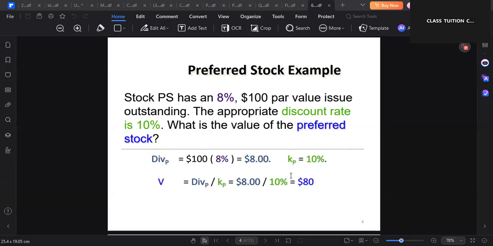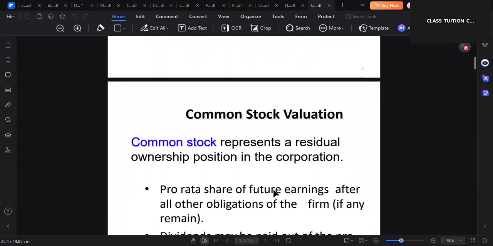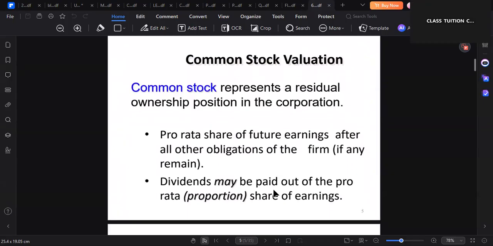So now we go into a transition into what is called common stock. Common stock. This is the actual stock. What is common stock? It represents the residual ownership in a corporation. It is usually valued on pro rata basis. So dividends may be paid out using what is called pro rata. So when we say residual ownership, it means that you are the last in the line after the creditors, after the preferred shareholders are paid.